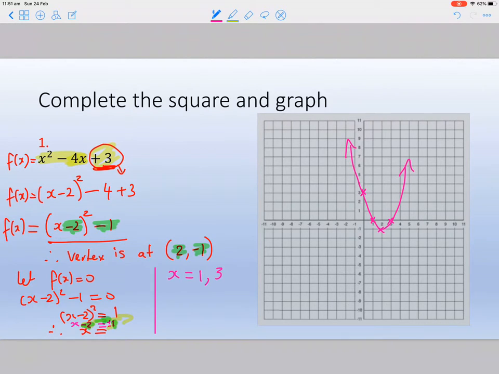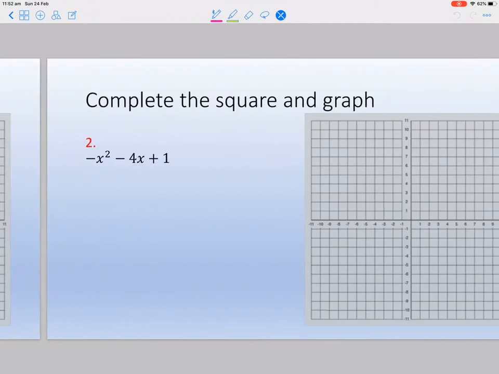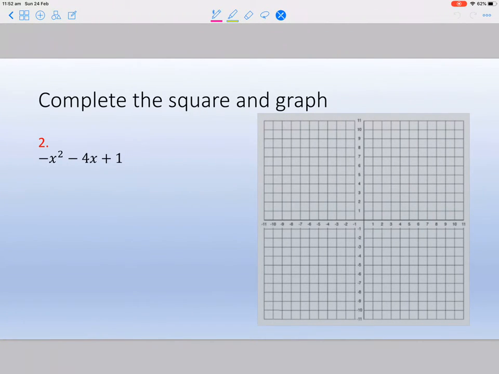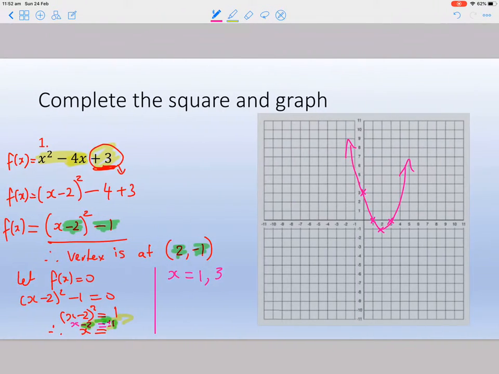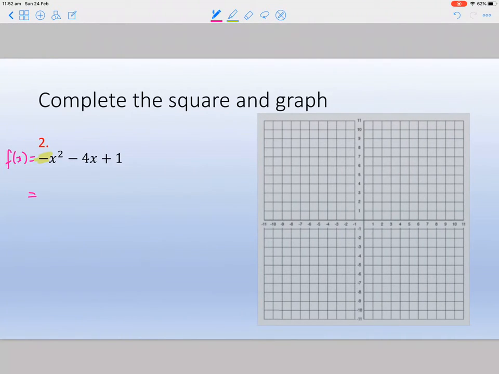And we're going to move on from there. All right, now let's look at this one. Now this is a non-monic because it's got a minus there. So what I'm going to do, I'm going to make it f of x equals, because it's a function. And then what I have to do is to complete the square, we always have to have a situation like we had in the previous slide where x squared has to be positive. So I'm going to make that fit.